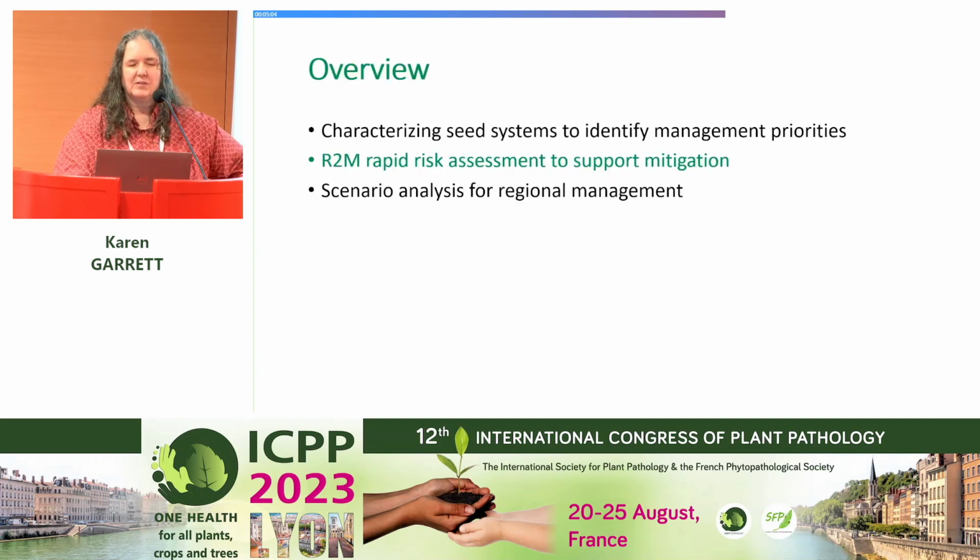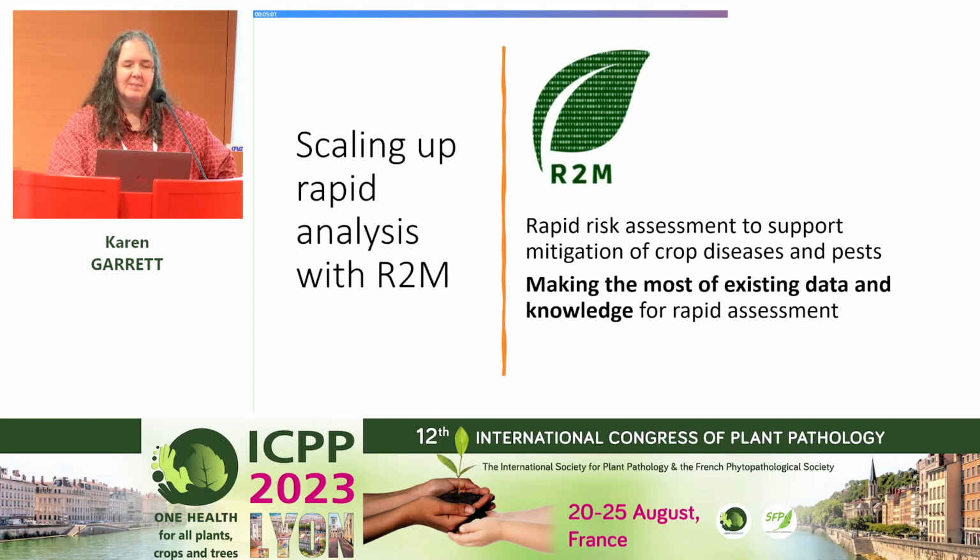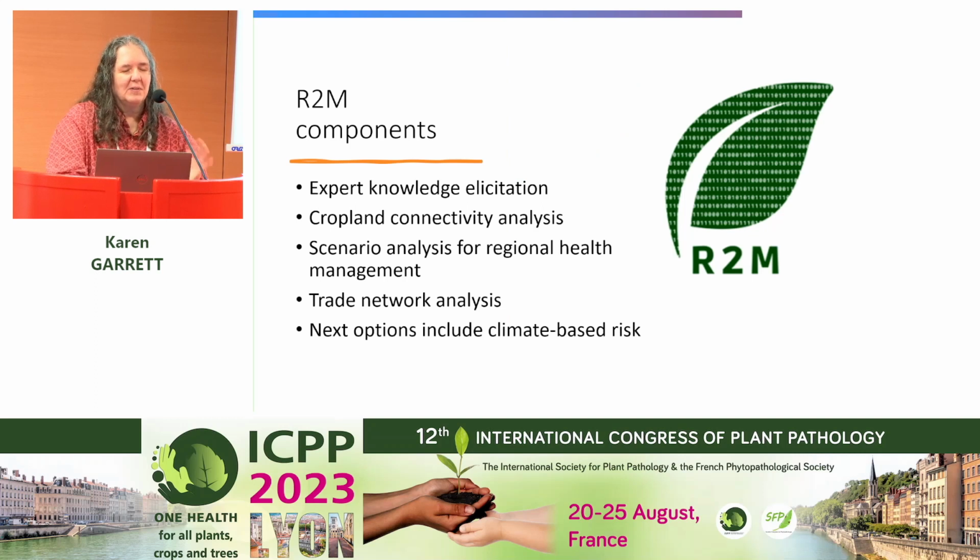And then I'll talk a little bit about this R2M toolbox that we're working on. The idea here is to come up with a set of tools for looking at epidemiology in plant systems that make the most of existing data and knowledge so that you could implement them quickly without needing to do a new field survey, though of course that could be a great addition for new data. Here we're looking at tools for expert knowledge elicitation, cropland connectivity analysis, scenario analysis, trade network analysis, and then we could think about adding other sorts of tools, also like climate-based risk, which is of course an important perspective when you have data about climate-based risk for particular pathogens.